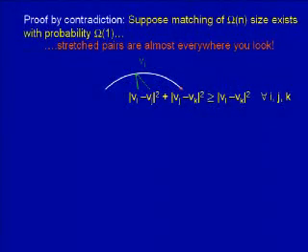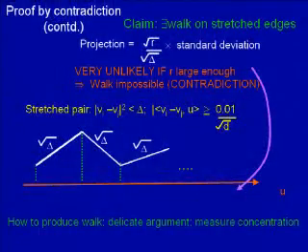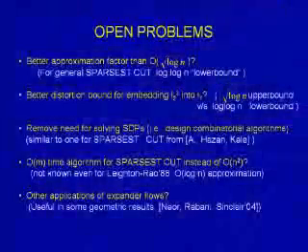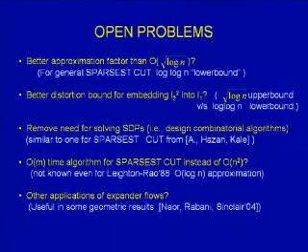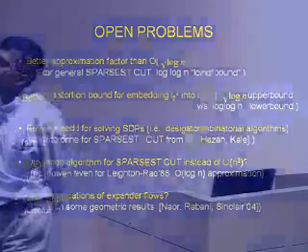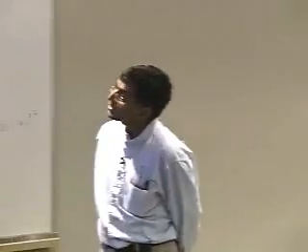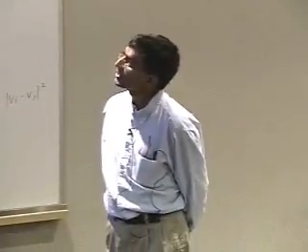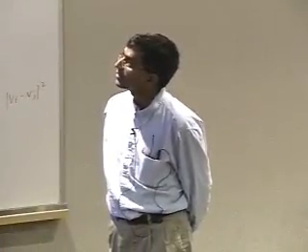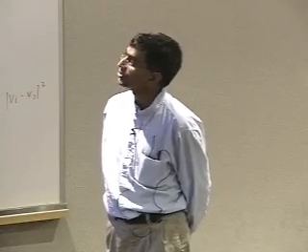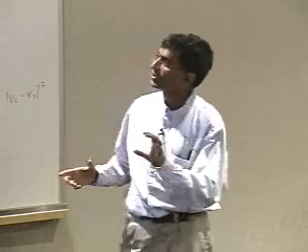This was an outline of the proof of the structure theorem. Oh, okay. Open problems. It's still an open problem whether you can improve the approximation factor of square root log n, as I mentioned, for general SPARSEST CUT. So I forgot to mention this.